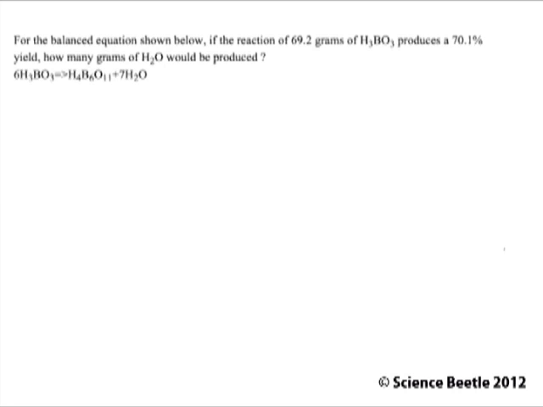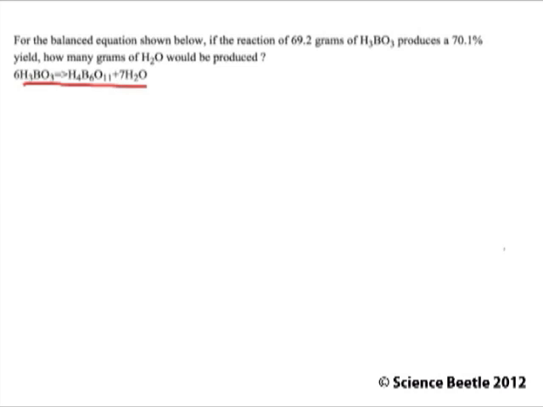Okay? So the problem here tells us that we have a balanced equation identified here at the bottom, and I'm going to go ahead and underline it. So the balanced equation is here, and it says if the reaction of 69.2 grams of H3BO3 produces 70.1% yield, how many grams of H2O would be produced from this reaction? Well, what we first have to do here is identify what is the given and what it is we're looking for. So let's go ahead and do that.